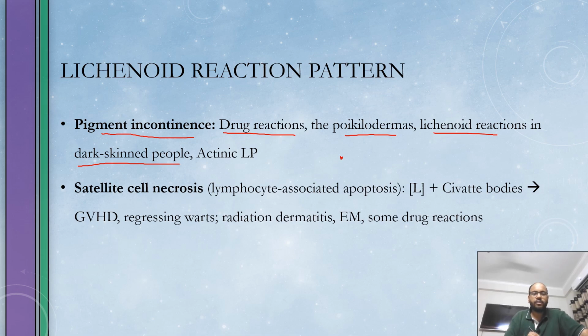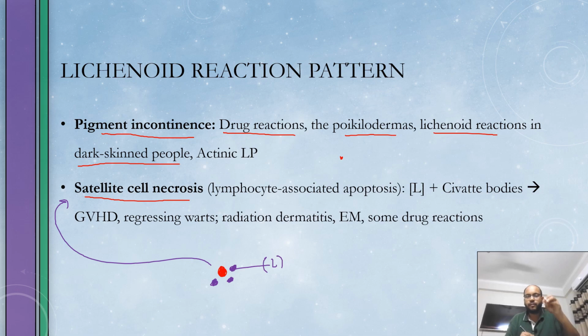There's another entity known as satellite cell necrosis. In satellite cell necrosis, you will see a necrotic keratinocyte, and that necrotic keratinocyte will have lymphocytes surrounding it. So you will have lymphocytes either surrounding it or nearby. These are lymphocytes, and that is known as satellite cell necrosis. So what actually is happening?